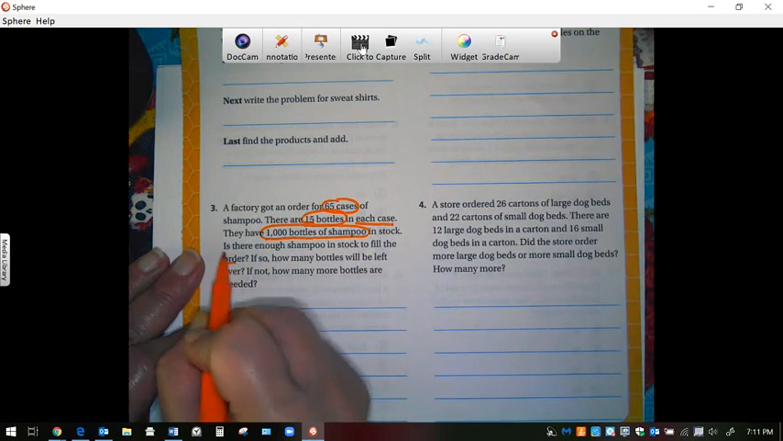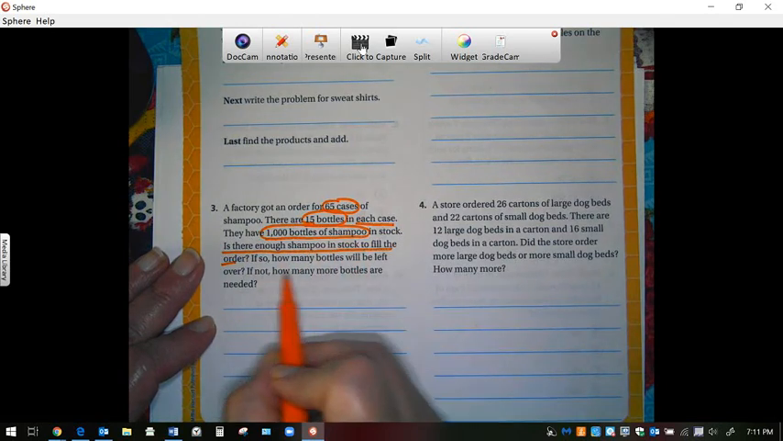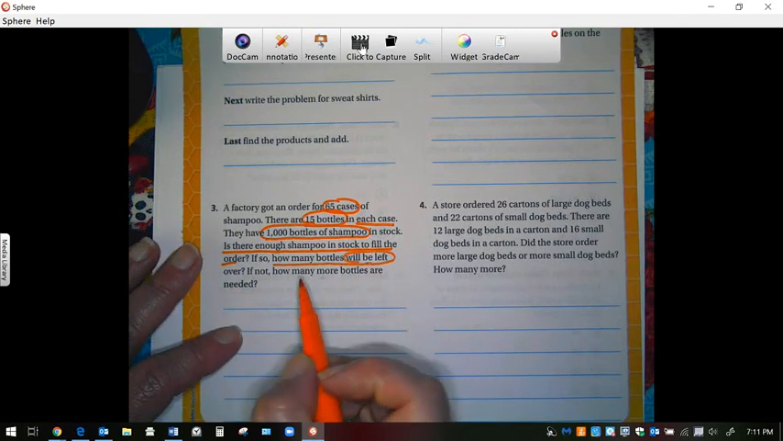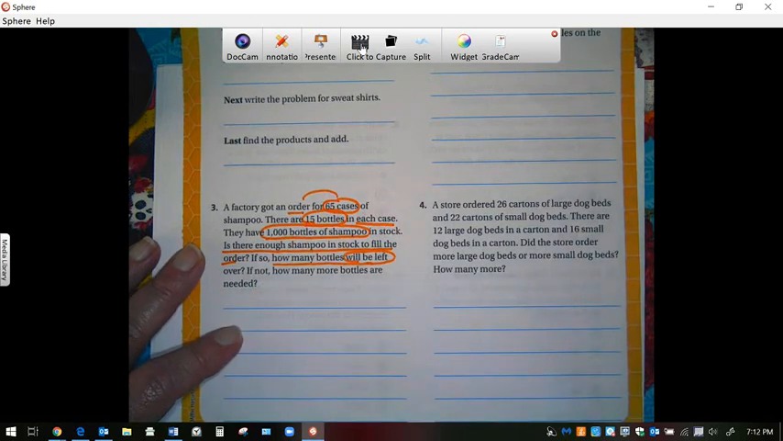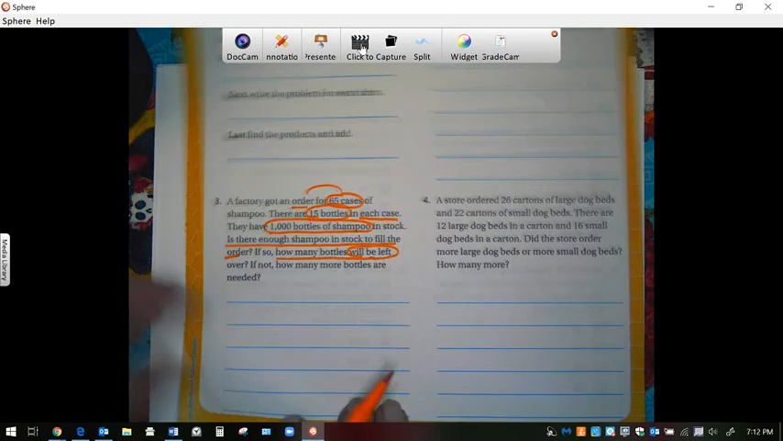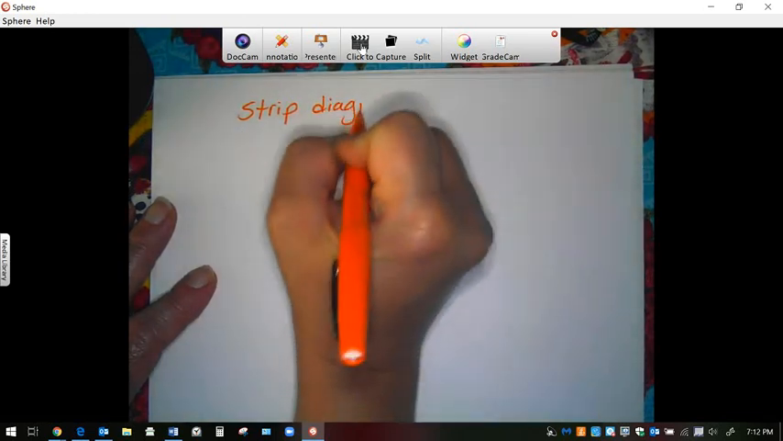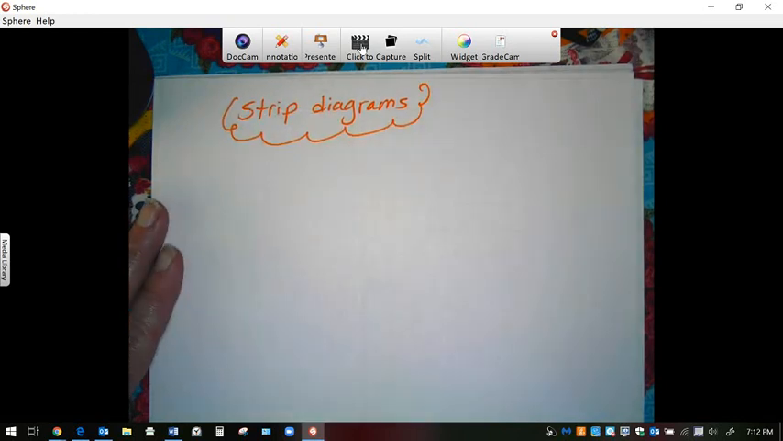So the question is, is there enough shampoo in stock to fill the order? If so, how many bottles will be left over? Okay? And 65 cases was the order that they received. So we are going to use the strategy of strip diagrams, and we have done these in math class.